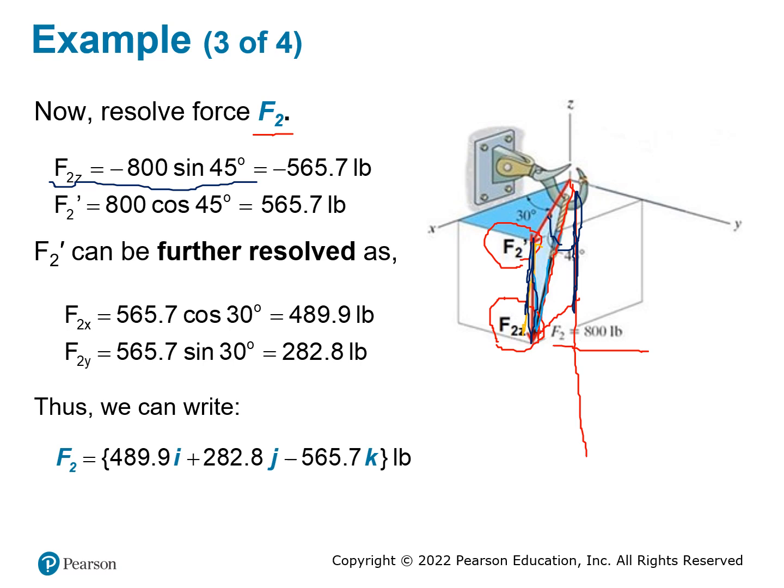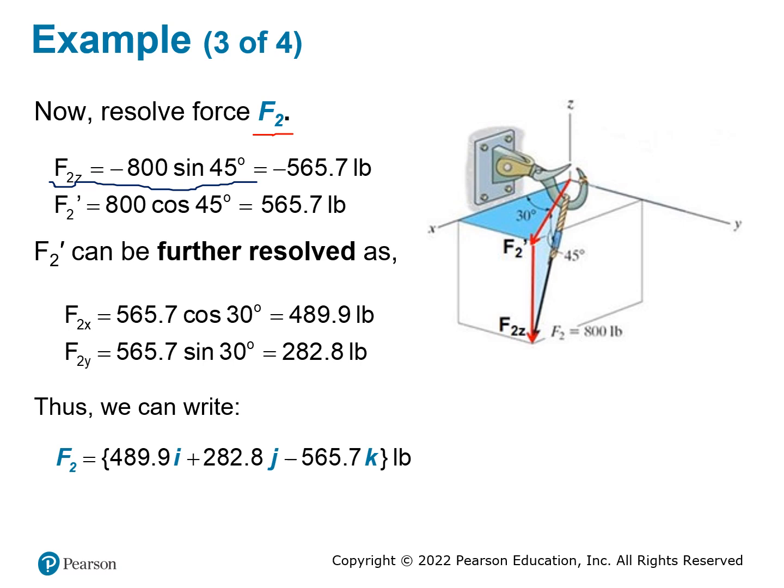And F of 2 prime is going to be the cosine 45 degree, right? Which will represent this much of the length, which is the same as this much of the length. Okay, so that's what we have. Let me just clean this one up a little bit so you can see things more clearly.